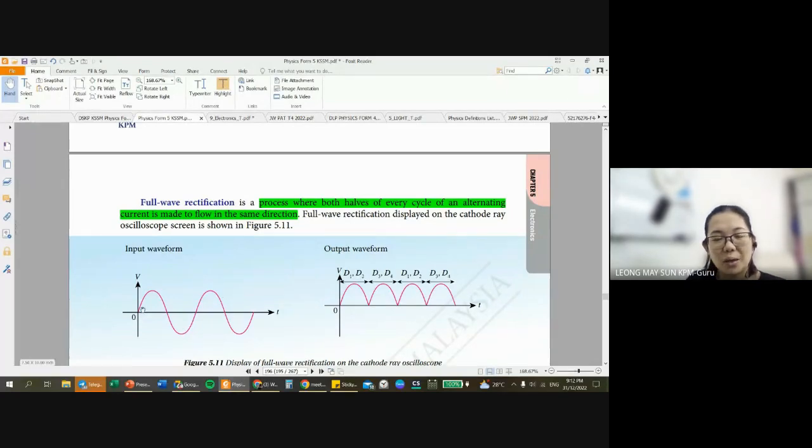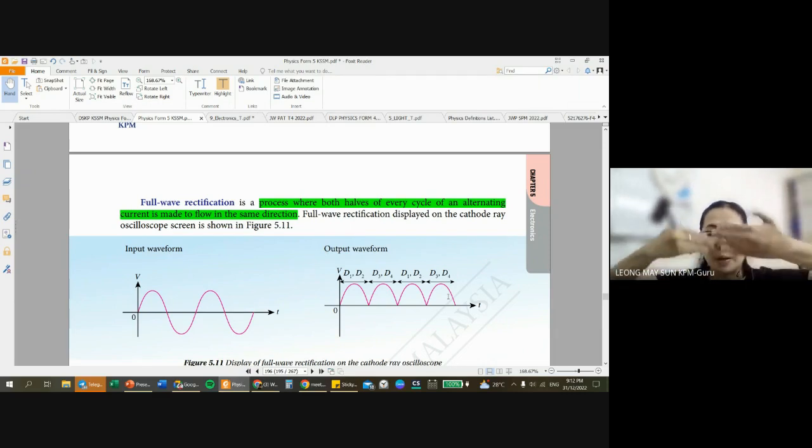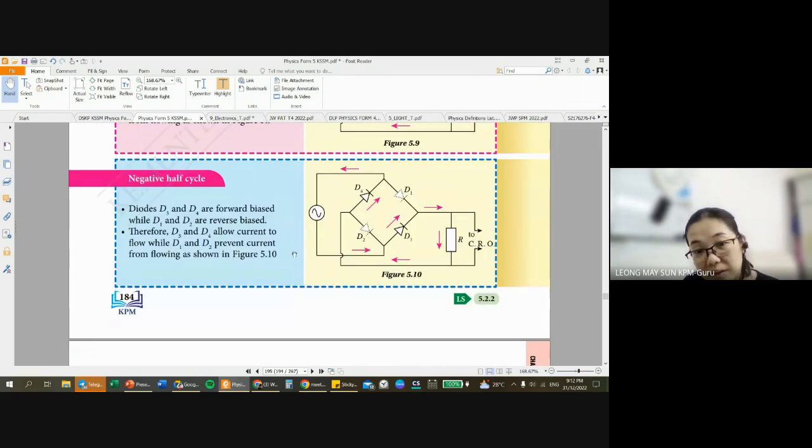All right. So the positive and the negative half from the input all becomes positive. It fully flips the wave from the negative to the positive, causing all the wave to appear there. So that's why it's called a full wave rectification. All right. So the most important part for full wave rectification is how to draw this circuit.